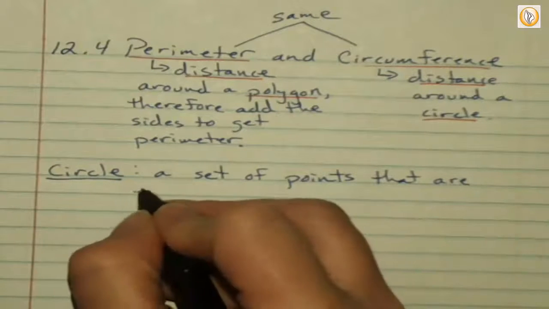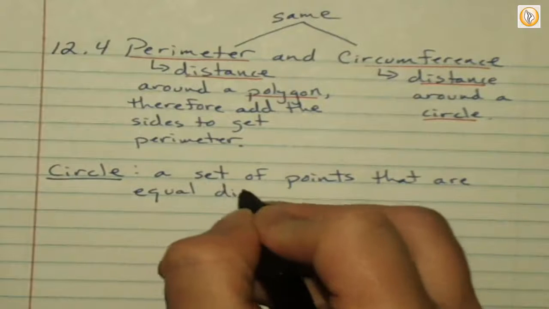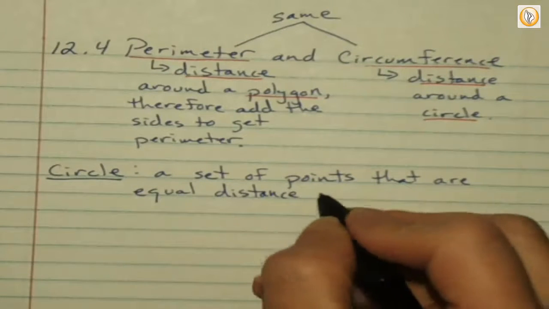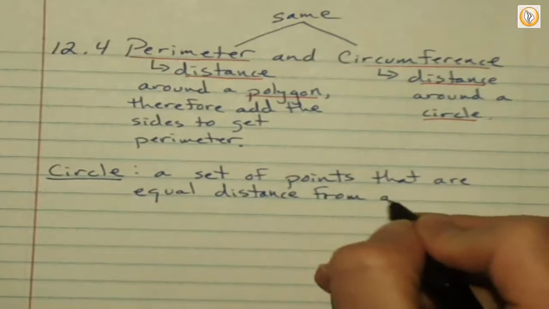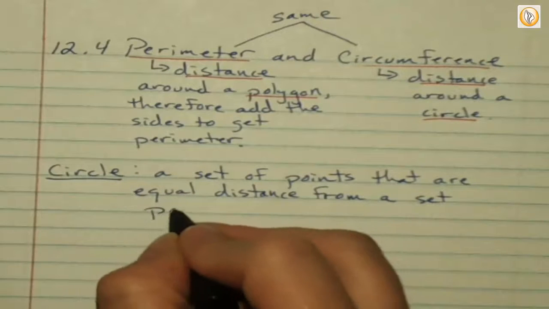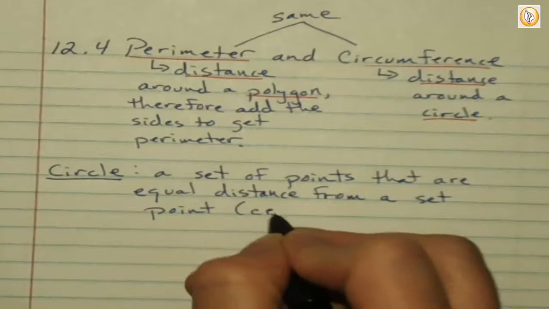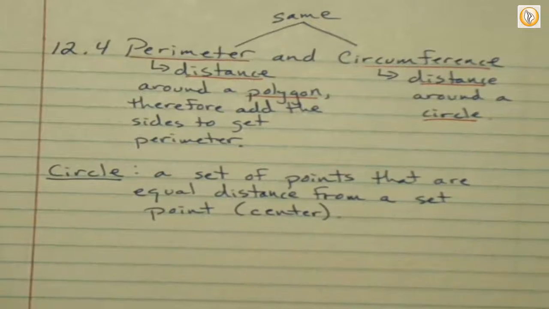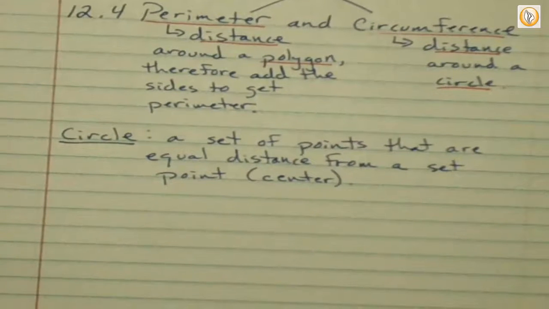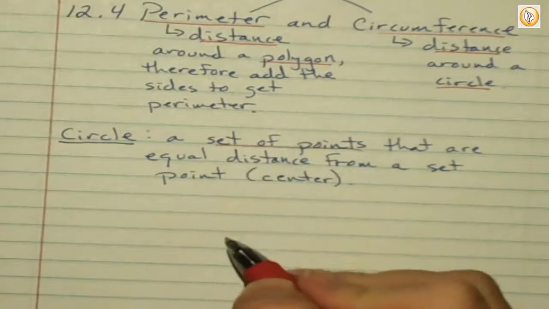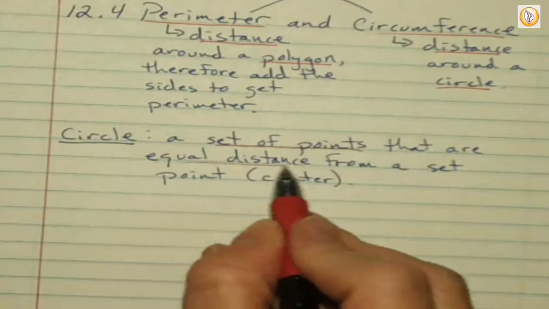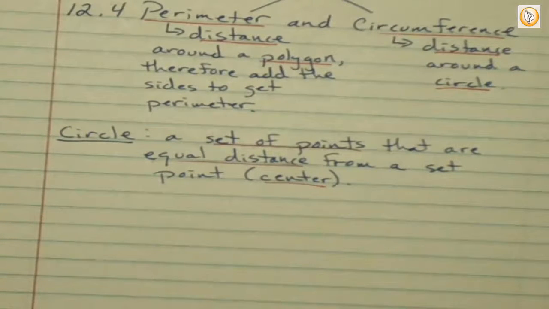That are equal distance from a set point. And what they're talking about is the center. And when y'all get that written, we're going to talk about that because that's kind of weird when you think about it. It's a set of points that are equal distant from the center. Set of points. When you think of a circle, you don't really think of it as a set of points.